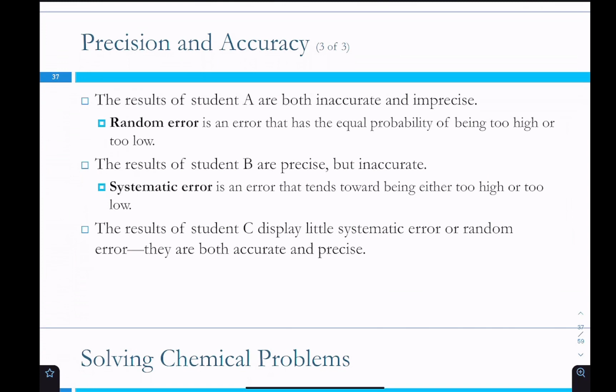So the results of student A are both inaccurate and imprecise, and those are random errors. So a random error is an error that has an equal probability of being too high or too low. Yeah, they're all over the place. The results of student B are precise but inaccurate, which, as I said, is a systematic error, which either tends towards being too high or too low across all the measurements. And then the results of student C display little systematic or random error. They're both accurate and precise.